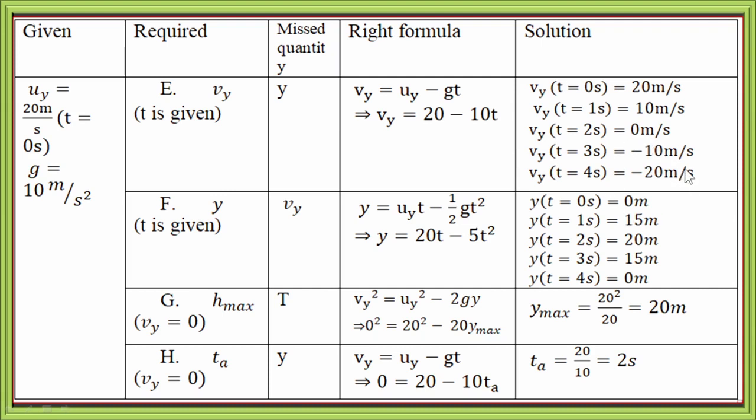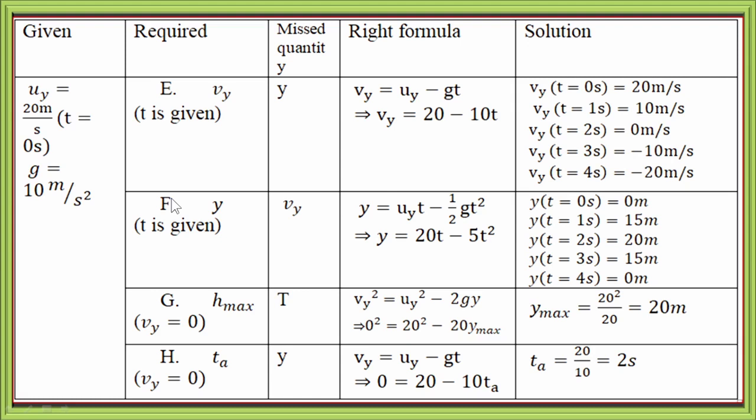Here, the negative values indicate that the projectile, or the ball, is moving downward. That is why the sign is negative. It indicates that the direction of velocity has changed. 0 indicates that the object has reached the maximum height. It can no longer go up.